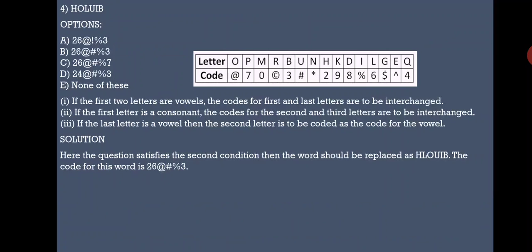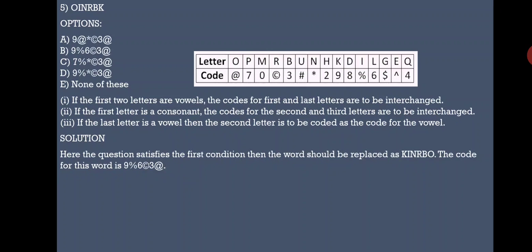Fourth question will be H, O, L, U, I, P. Here the options are given and the conditions are also given. So let's check the solution from the conditions. Here the question satisfies condition 2. So replace the terms. Second and third letters are to be interchanged, right? H, L, O, U, I, P is the new term. Write the code from the table.